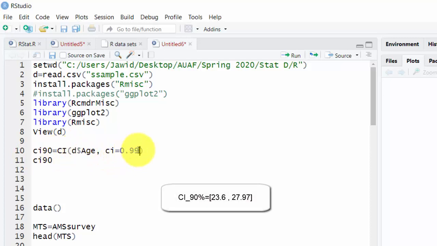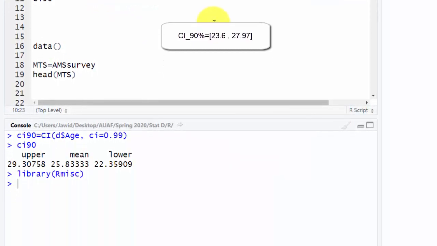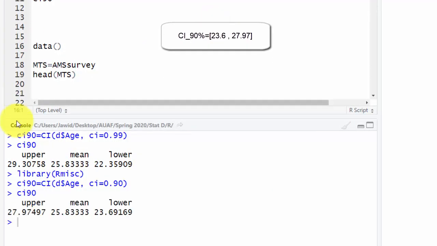Then I want to calculate, for example, the 90% confidence interval. Run 90%. What you see here is 3 things: upper bound, the mean itself, the mean is 25.8 years, and the lower bound. What we can say is that with 90% confidence, the mean of the age in the population is between 23.69 years and 27.9.